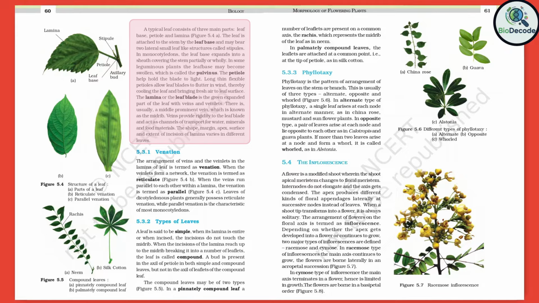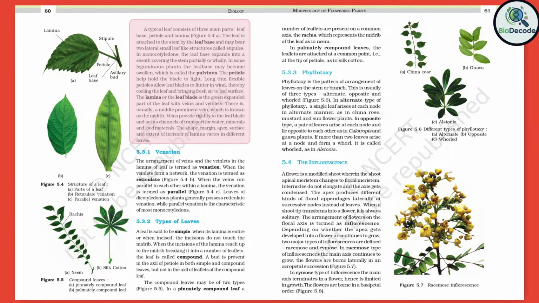Figure 5.4a. The leaf is attached to the stem by the leaf base and may bear two lateral, small leaf-like structures called stipules. In monocotyledons, the leaf base expands into a sheath covering the stem, partially or wholly. In some leguminous plants, the leaf base may become swollen, which is called the pulvinus. The petiole upholds the blade to light.